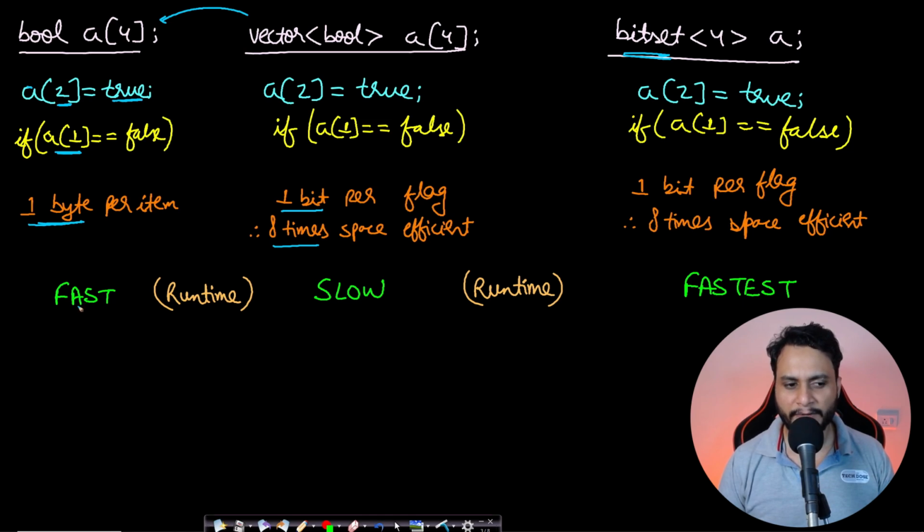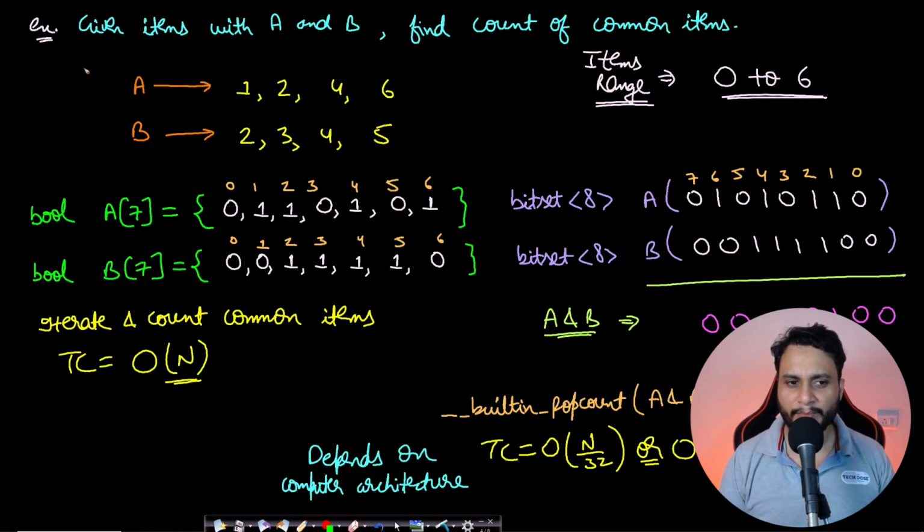If I talk in terms of runtime, the slowest one is the vector of bool. The boolean array is faster than the vector of bool, and the bitset has the fastest speed, because bit operations are inherently faster. We shall now compare all the space and time complexity reasoning. Let's take an example and try to understand our previous comparison.